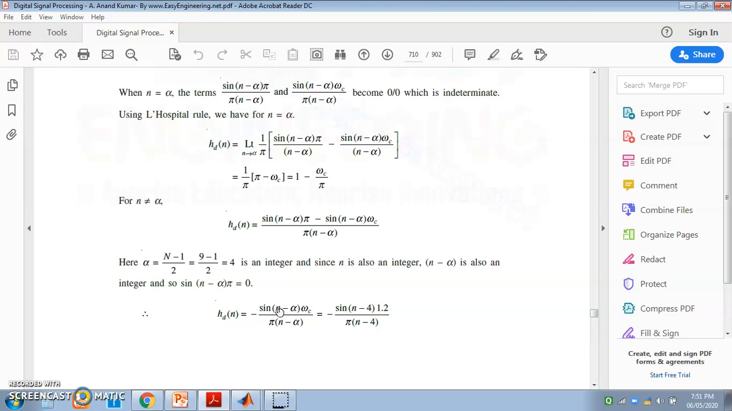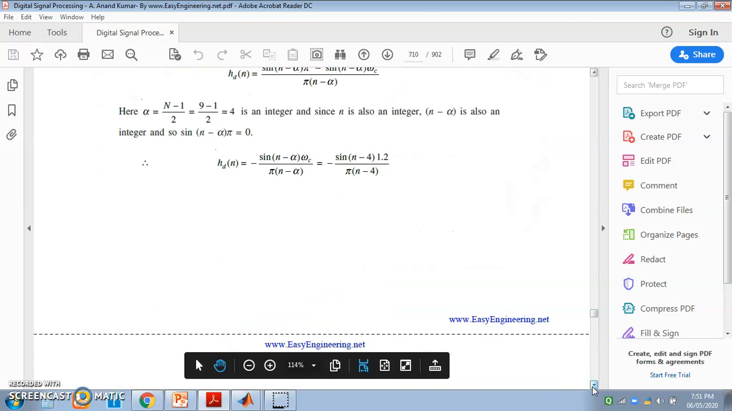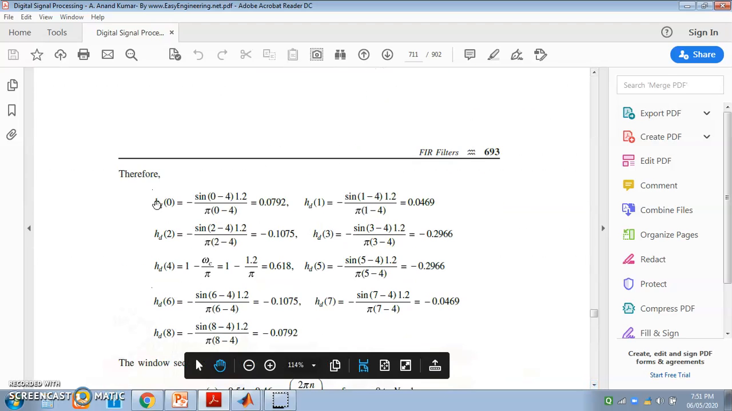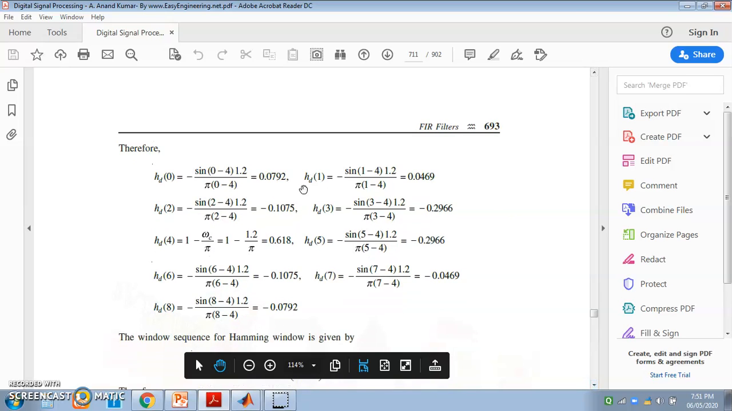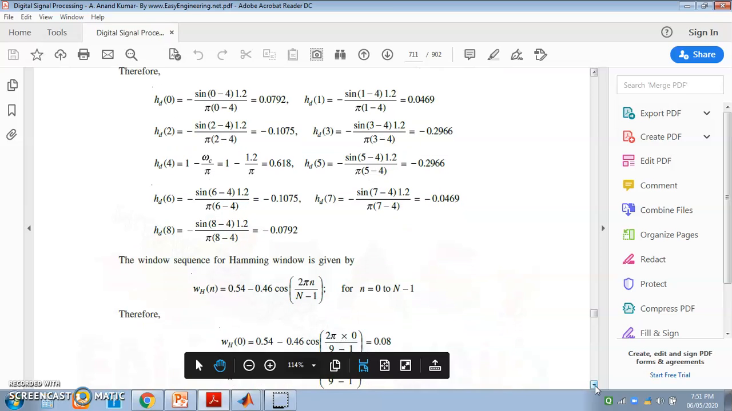By changing the values of small n from 0 to capital N minus 1, we can have the desired impulse response, that is from HD of 0 to HD of 8 as shown over here. These values are calculated from HD of 0 to HD of 8, so this is the desired impulse response. Now we have to reshape this desired impulse response with some weighting function, and in this case I am going to choose the Hamming window.